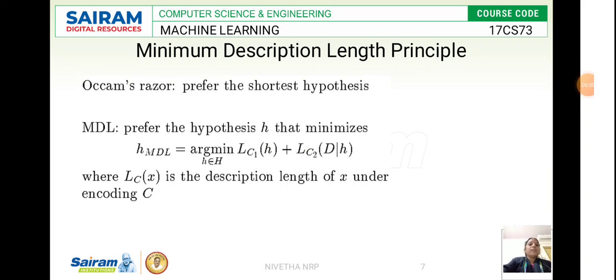So the MDL equation is derived as: the hypothesis of MDL, that is the hypothesis of minimum description length, is equal to the arg min of H belonging to capital H of the length L_C1 of H plus the length L_C2 of D given H. And L_C of X is nothing but the length of the data we have chosen. L_C of X is the description length of X under encoding C. We have chosen the encoding technique for the security concern.